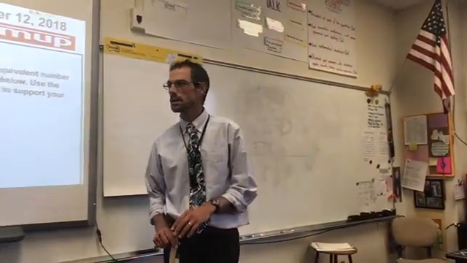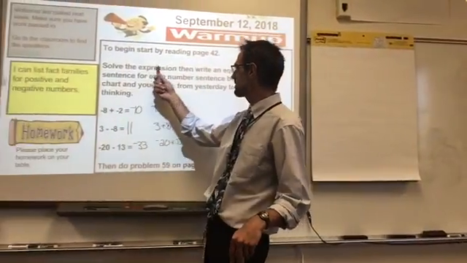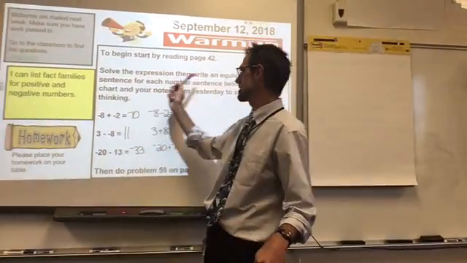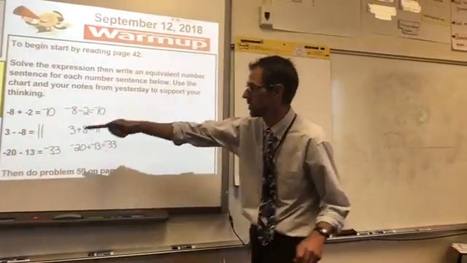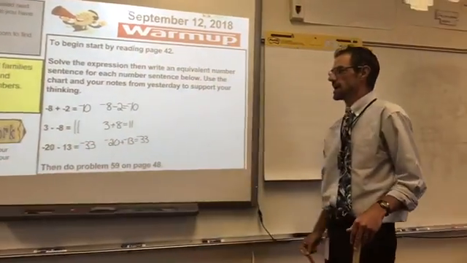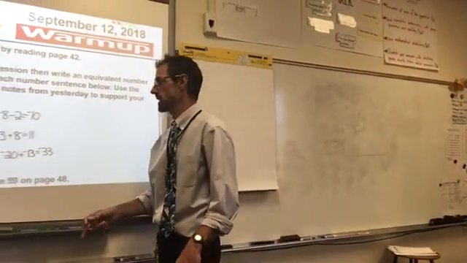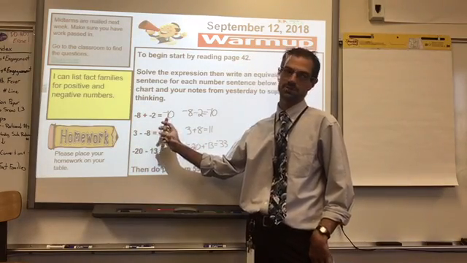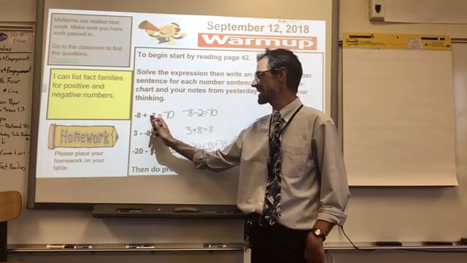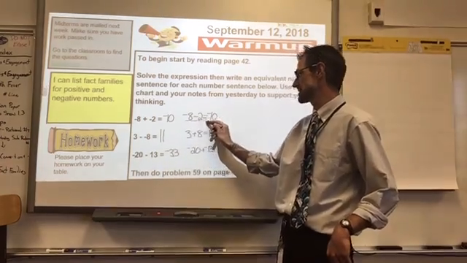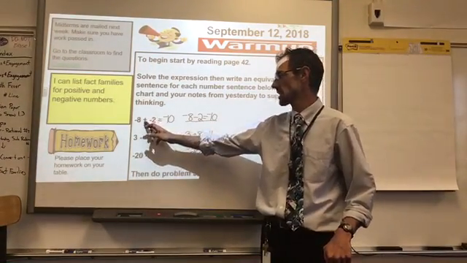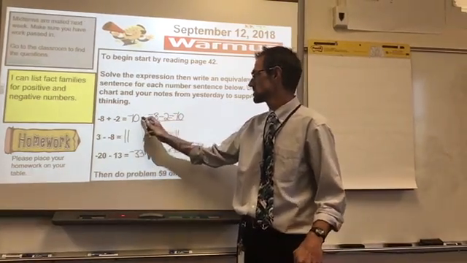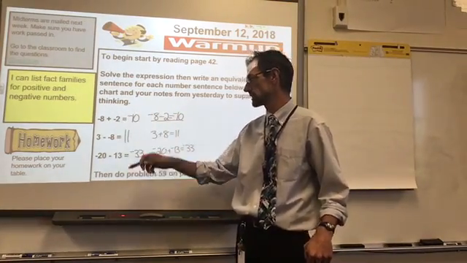All right, so let's look back up here. I have these expressions, and your job was to write the equivalent number sentence for each of the sentences below. And you could have used the chart in the back, very handy. Over here, my value equals negative 10. I am adding a negative, so my equivalent number sentence, what is the same as adding a negative? Subtracting a positive. Okay? So these number sentences are equivalent.